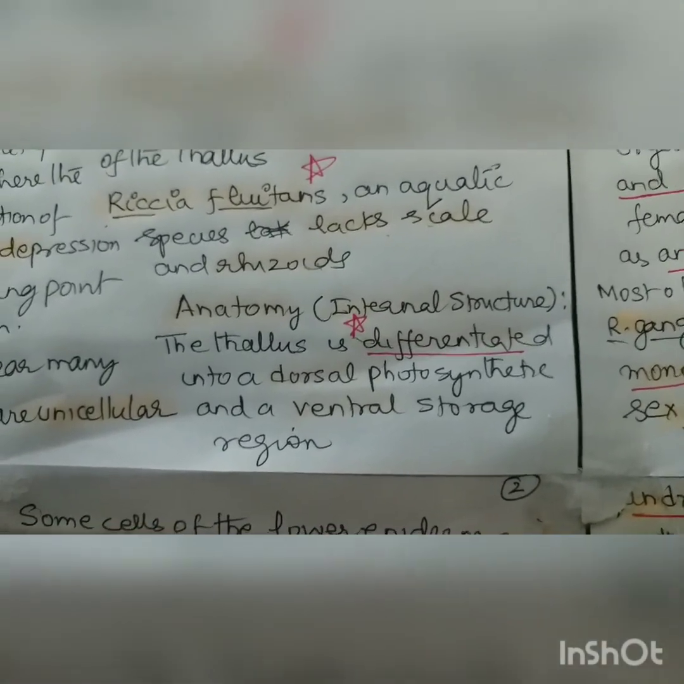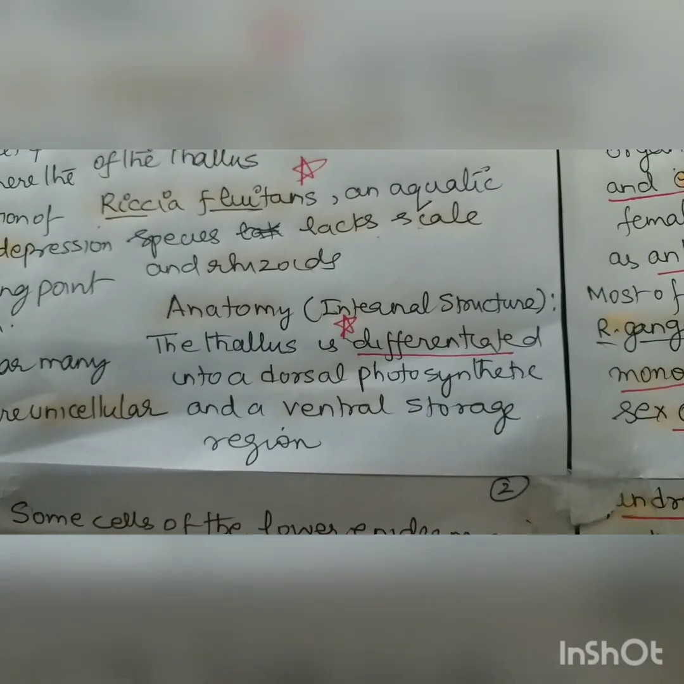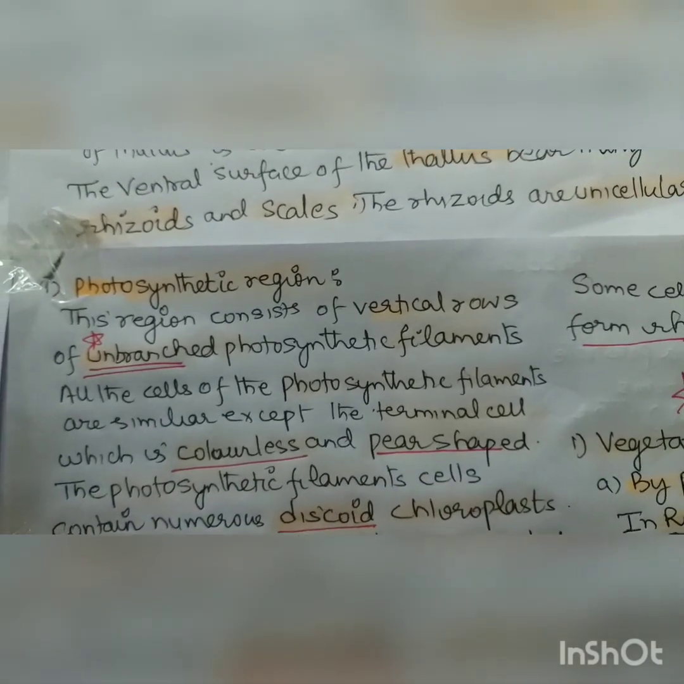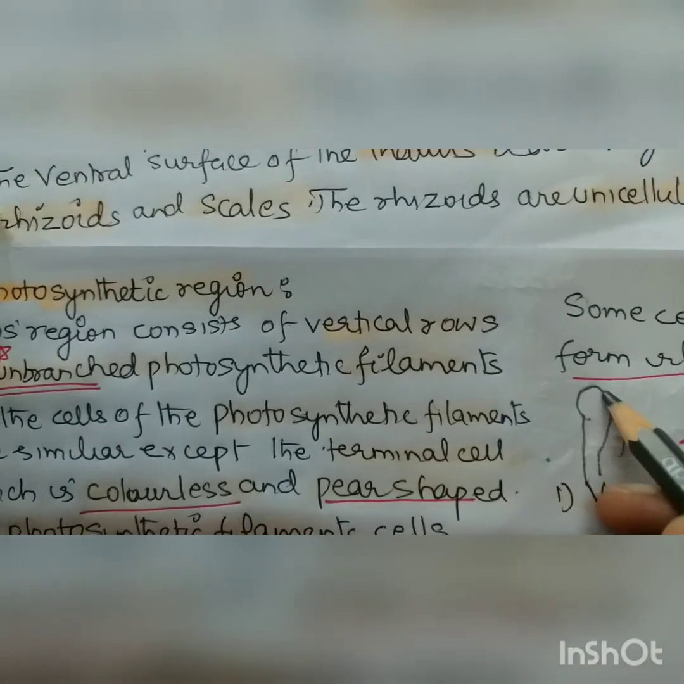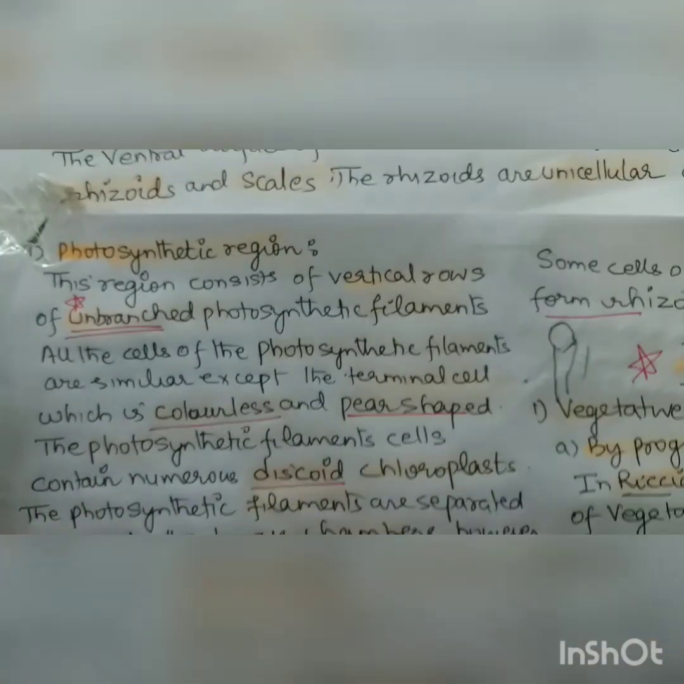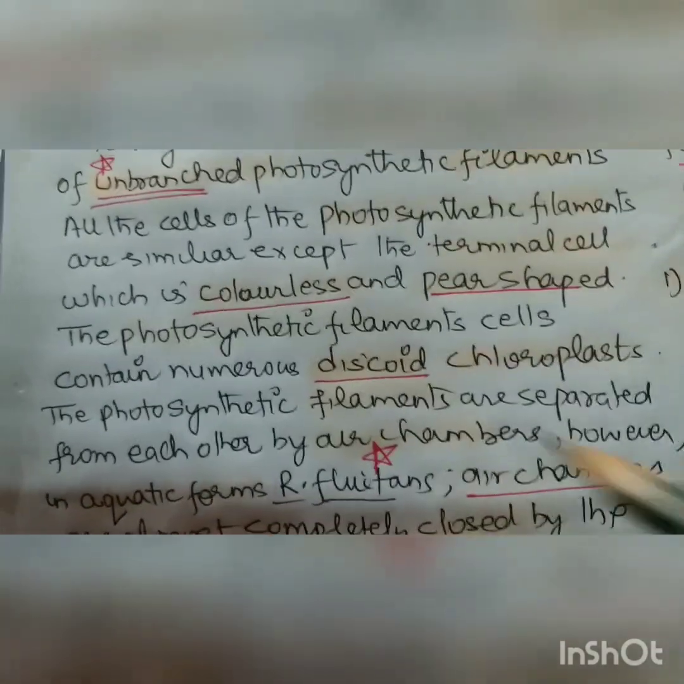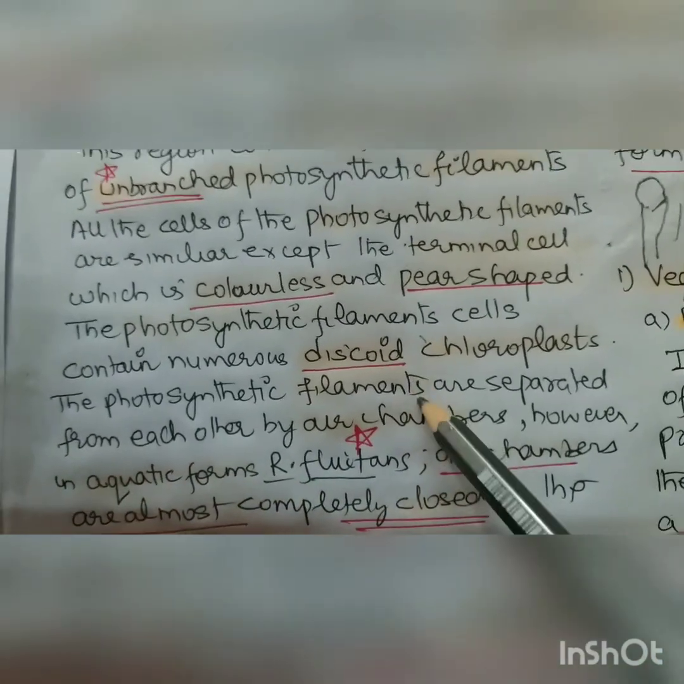Anatomy: the thallus is differentiated into dorsal photosynthetic and ventral storage region. First, photosynthetic region. This region consists of vertical rows of unbranched photosynthetic filaments. All the cells of photosynthetic filaments are similar except the terminal cell. You will see the terminal cell, this is filaments, but terminal cell is like this. Terminal cell which is colorless and pear-shaped. The photosynthetic filaments contain discoid chloroplast. This question will come. The photosynthetic filaments are separated from each other by means of air chambers.